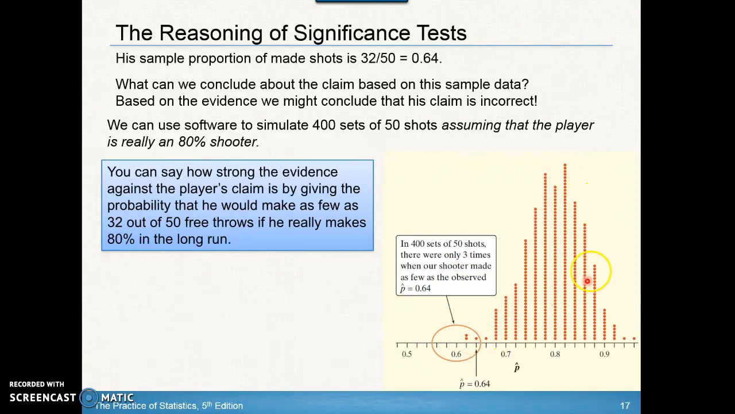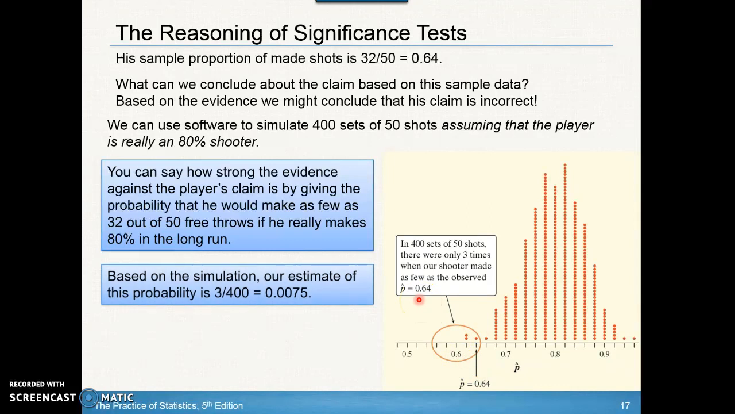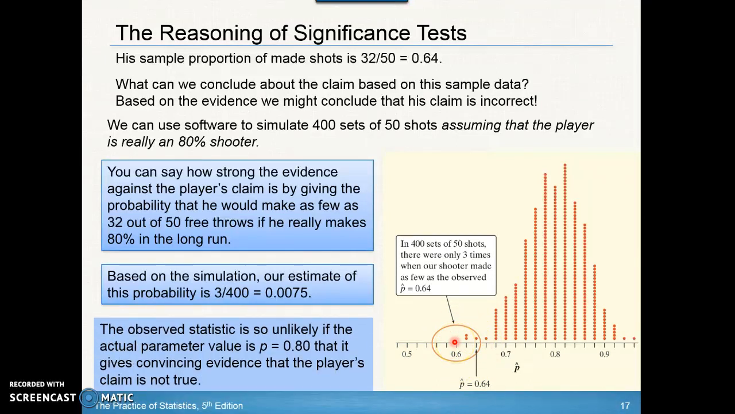Here are his 400 sets of shots. In 400 sets of 50 shots, there were only 3 times when our shooter made as few as the observed proportion of 0.64. So based on our simulation, 3 out of 400 means only 0.7% of the time was he going to make a proportion of 0.64 or around that area. The observed statistic is so unlikely that, if the actual parameter is 80%, it gives convincing evidence that the player's claim is not true.